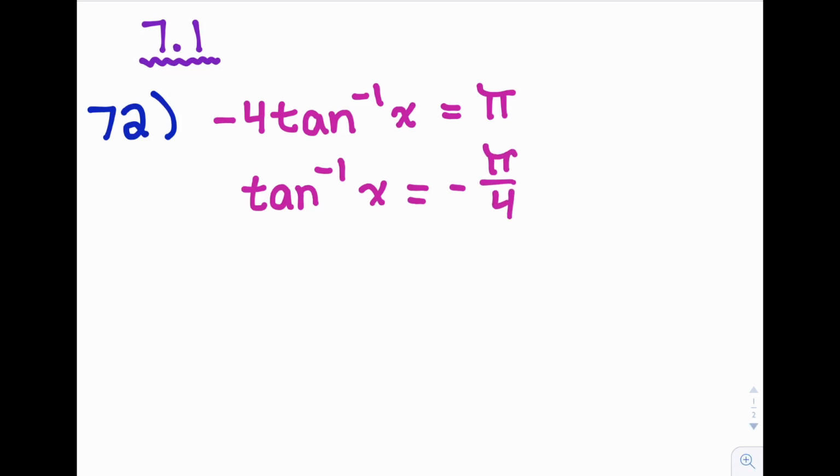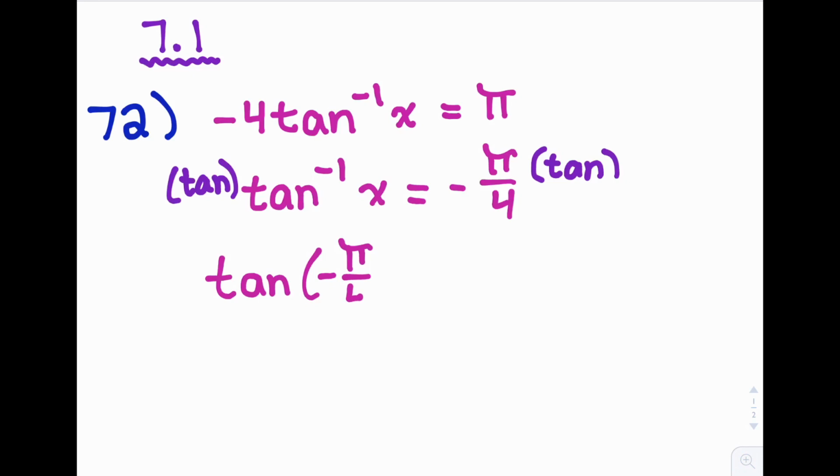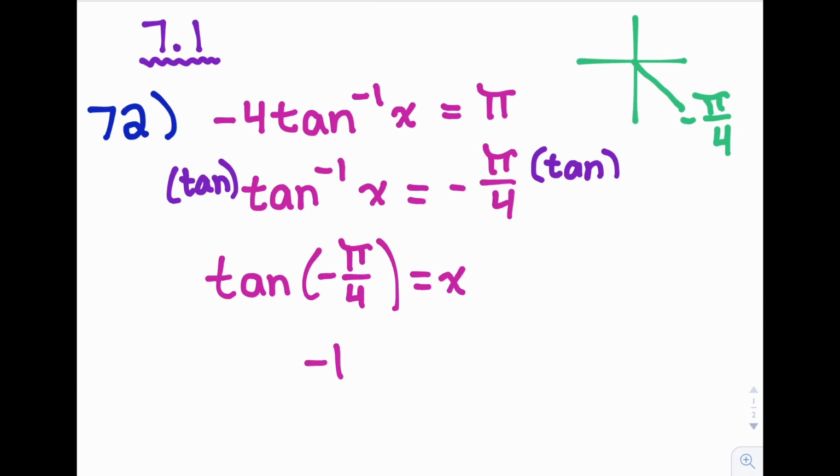From there, you multiply both sides by tangent, which causes the inverse tangent to cancel out. You then have the tangent of -pi/4 equals x. -pi/4 is in the fourth quadrant, and you know that tangent is negative in that quadrant. Therefore, your answer will be -1 equals x.